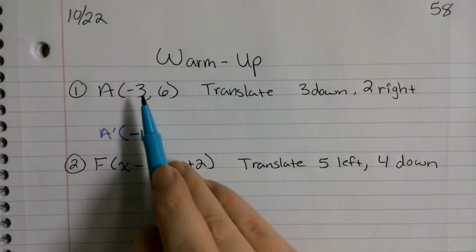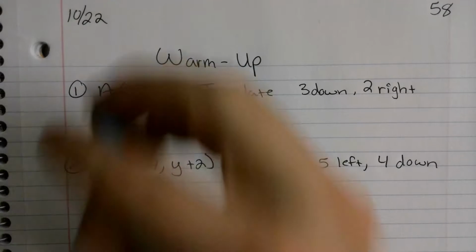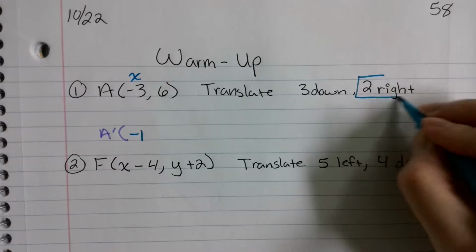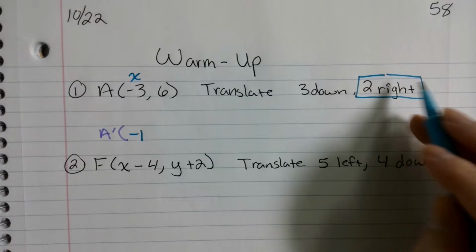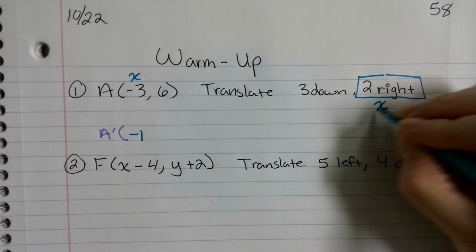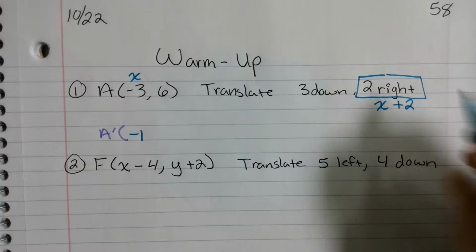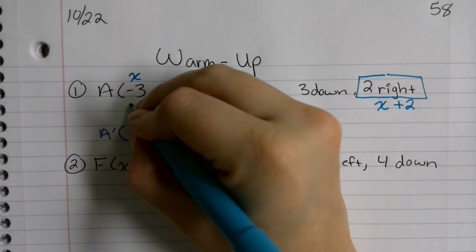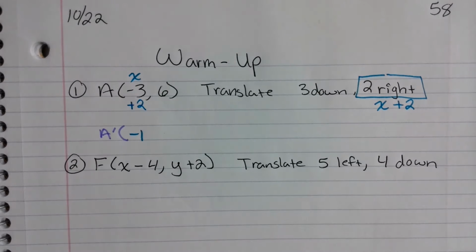-1, because our x value is starting at -3 and then we are translating the x coordinate 2 units to the right. Remember, right and left affects the x. So you're taking your x coordinate and adding 2 to it. Going to the right means it's a +2. Going to the left would be subtraction. So we're taking -3 and adding 2. That's going to put us at -1.